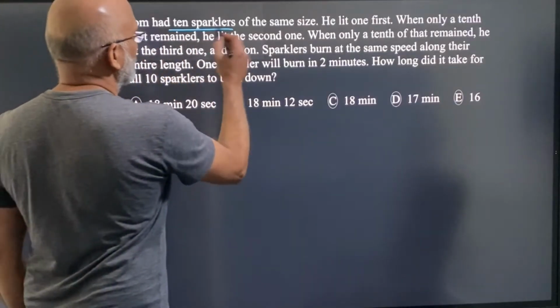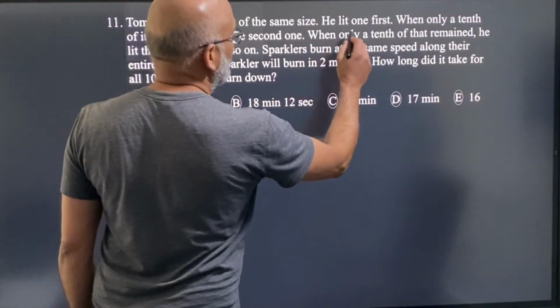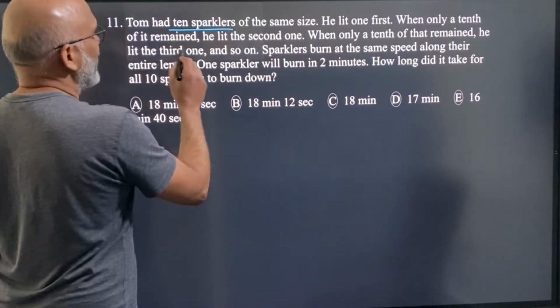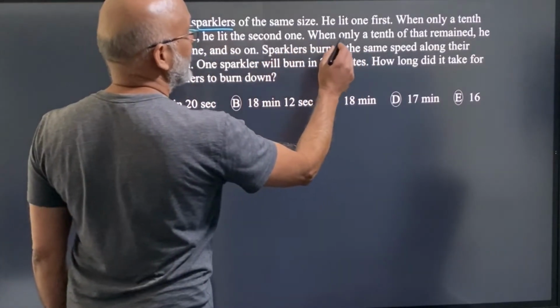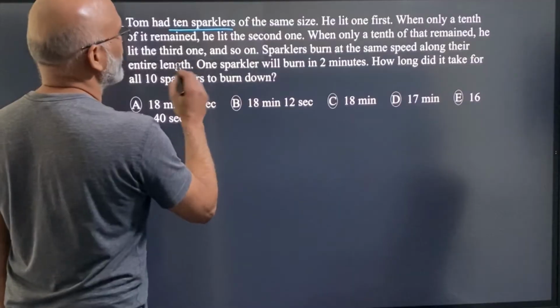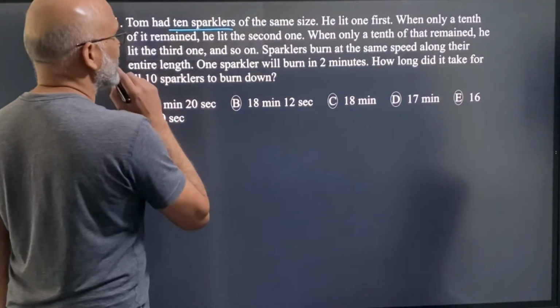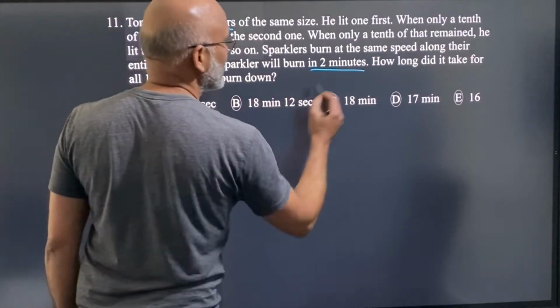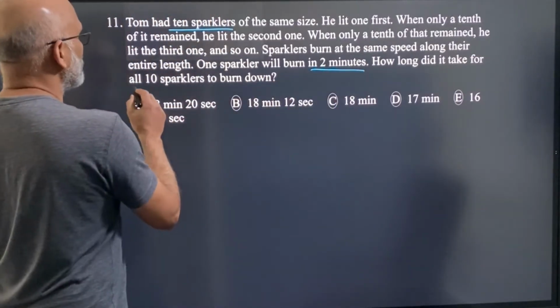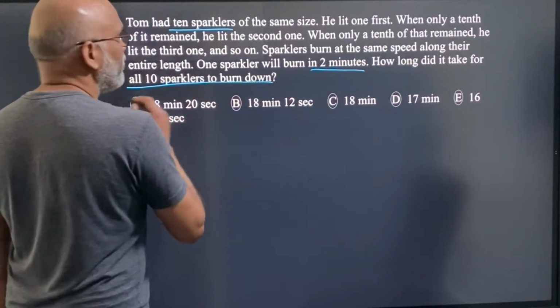Tom had 10 sparklers of the same size. He lit one first. When only a tenth of it remained, he lit the second one. And when only a tenth of that remained, he lit the third one, and so on. Sparklers burn at the same speed along their entire length. One sparkler will burn in 2 minutes. How long did it take for all 10 sparklers to burn down?